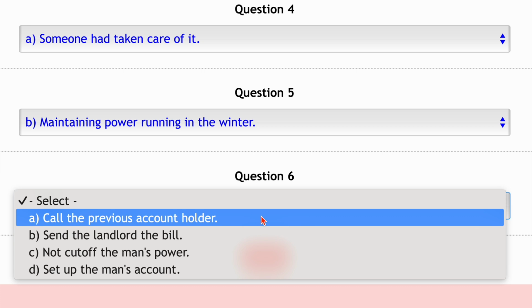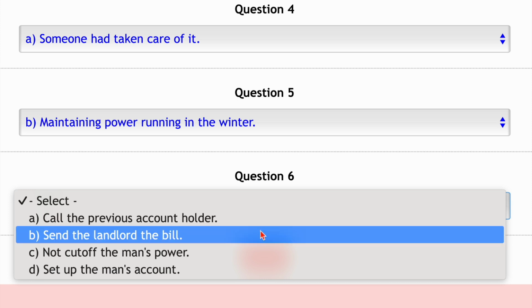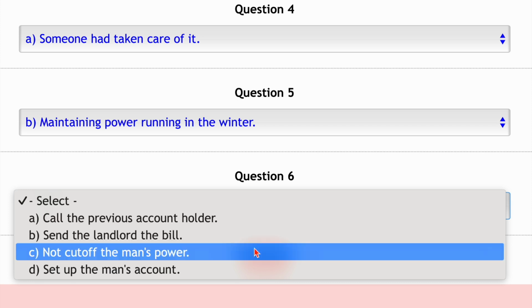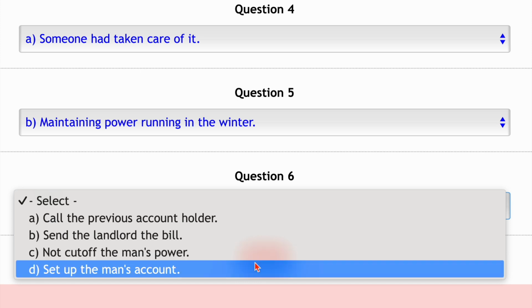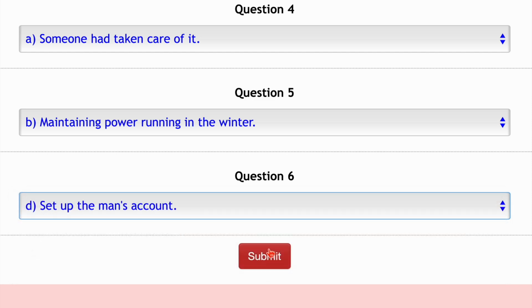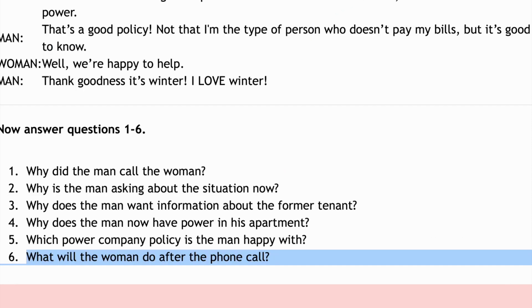Call the previous account holder, so the one who has the account before. Send the landlord the bill, so send the bill to the landlord. Not cut off the man's power. Okay, and set up the man's account. Start the man's account. I believe it will be set up the man's account. I believe it will be that one.